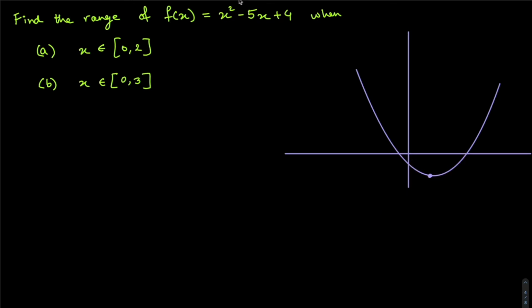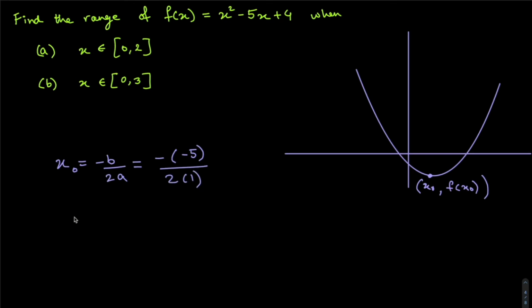So the first thing we always do is find the vertex. The vertex is basically x equal to, if I denote it as x naught, minus b by 2a. So this point is x naught, comma f of x naught. So x naught is minus b by 2a. Minus b would be minus of minus 5 upon 2 times 1. So my x naught, or my turning point, is at 2.5, or 5 by 2, right here.